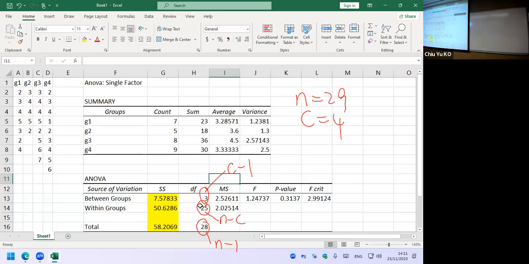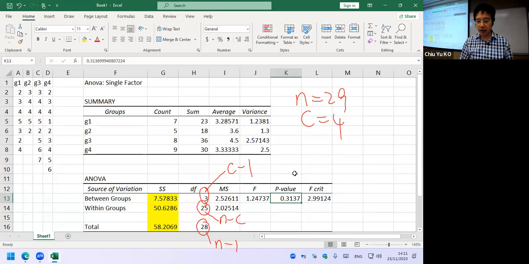And how do you get column J? Column J is 2.5 over 2.0, which gives you 1.20, because this is MSG over MSW. This is MSG, this is MSW. This is F. And this gives you a p-value of 0.3, so you don't reject.